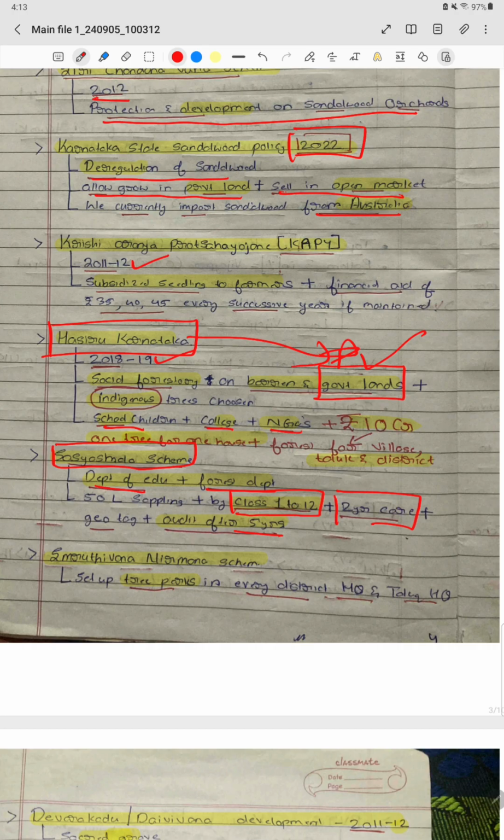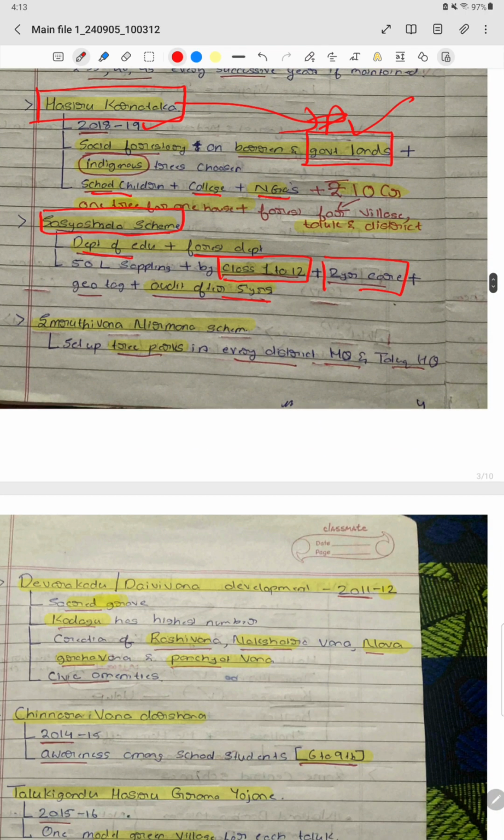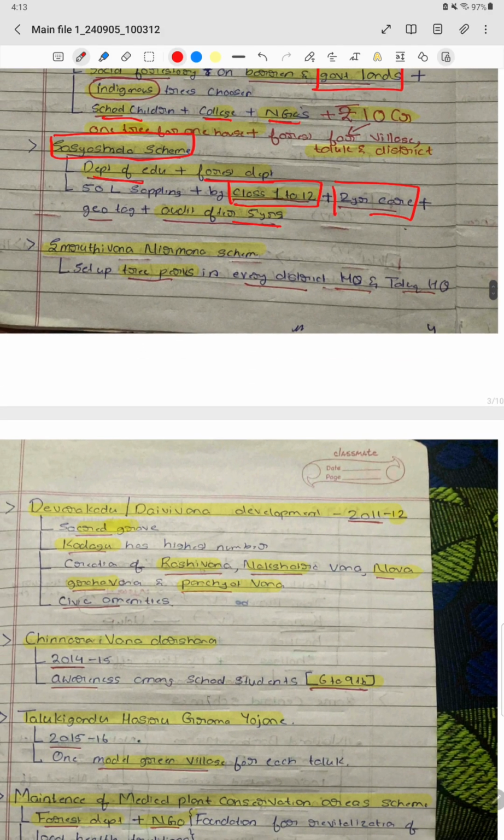For example, if school children are growing, they will grow either in the land that is provided by the government, or generally they will be growing in their school premises only. Then we have the Smruti Vana Nirmana scheme. From the name it is clear, Vana Nirmana means setting up tree parks in every district and taluka headquarters.